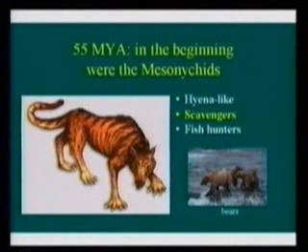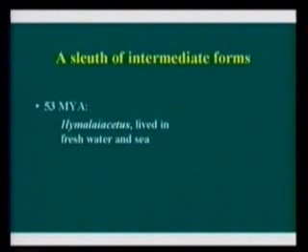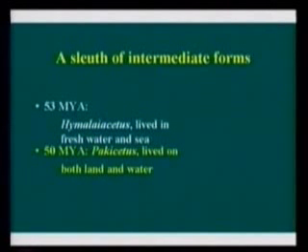Then there is a large number of intermediate forms which have been discovered in the last few years. Until a few years ago, I wouldn't have been able to tell you the story about the evolution of whales because we didn't know anything about it. 53 million years ago, only a couple of million years after the animal that I just showed you, and that's nothing in geological terms, it's a blink of an eye, another animal appeared called Himalayacetus. It lived in fresh water and the sea. If you wait another 3 million years, you have Pakicetus, which lived on both land and water.